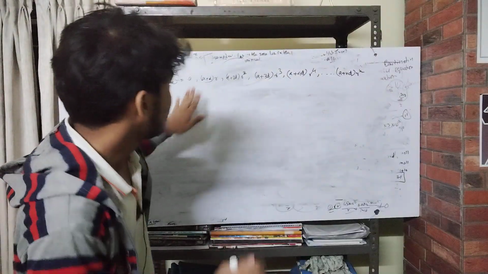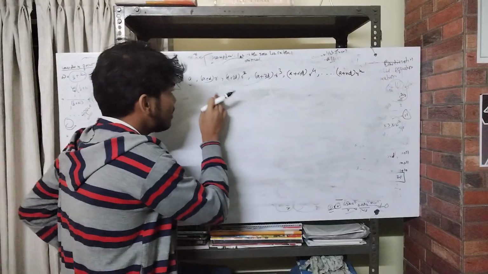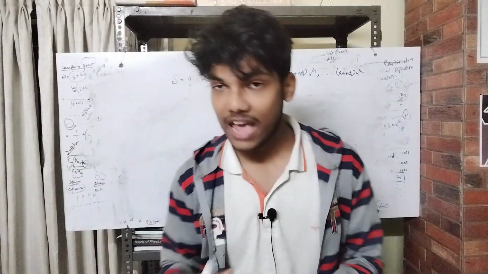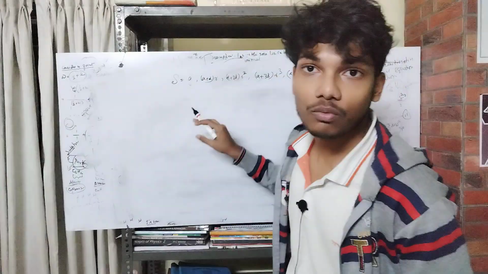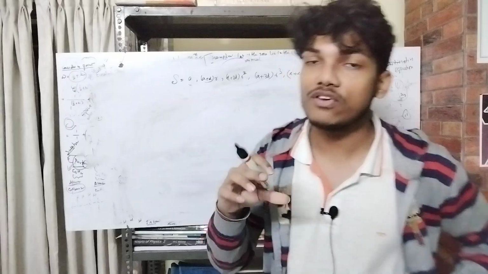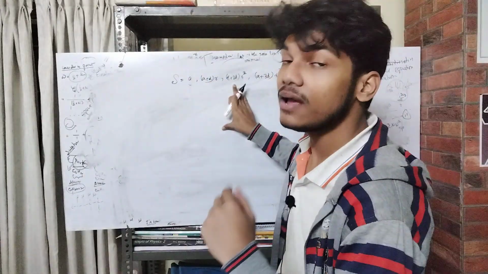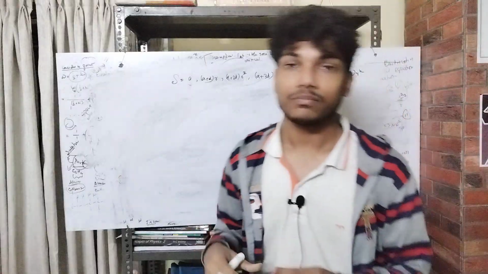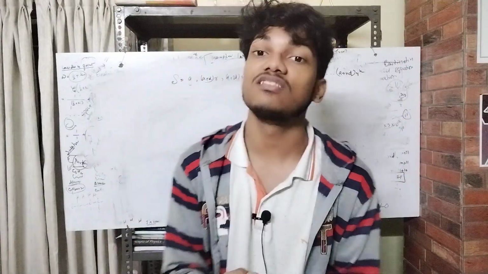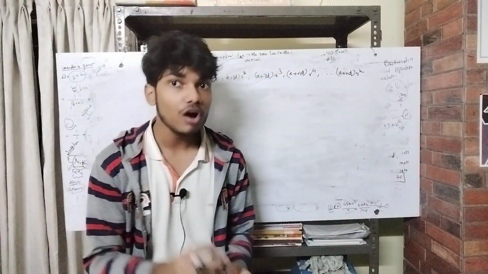Just like that. Here A is the first term. In the second term I have written (A plus D) into R. A plus D is the arithmetic part, and R is the common ratio, which is the geometric part. Just like that, (A plus 2D) into R square. A plus 2D is the arithmetic portion, and R square is the geometric portion. So this is how the whole sequence works.